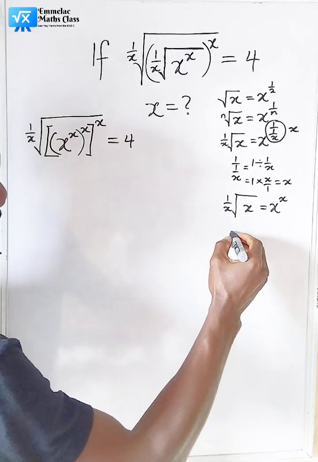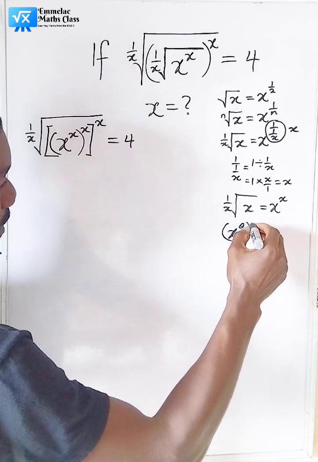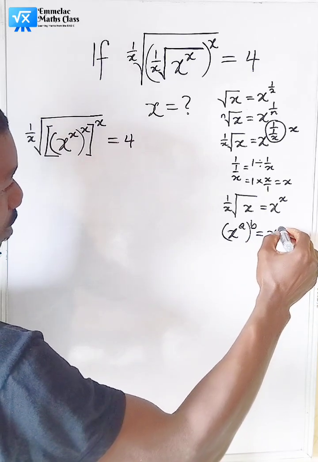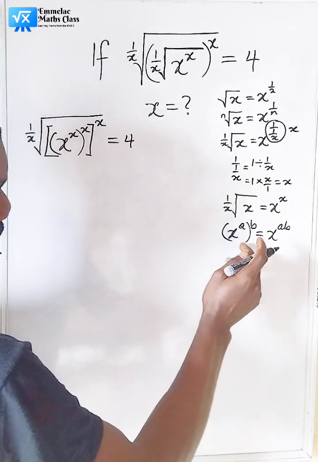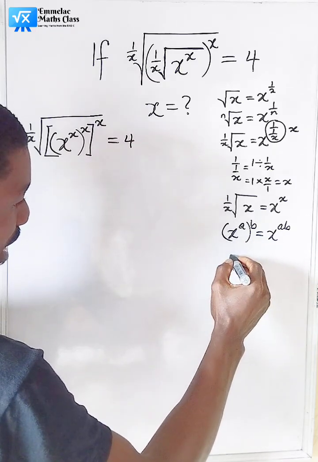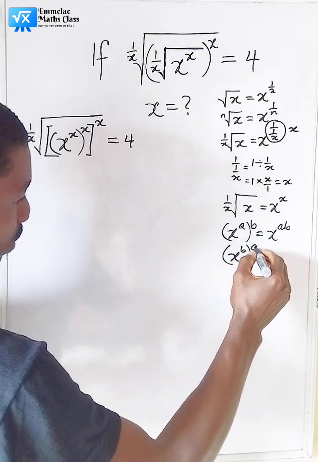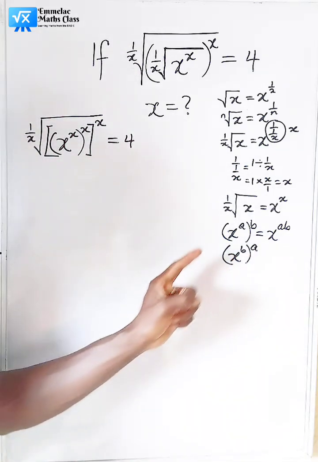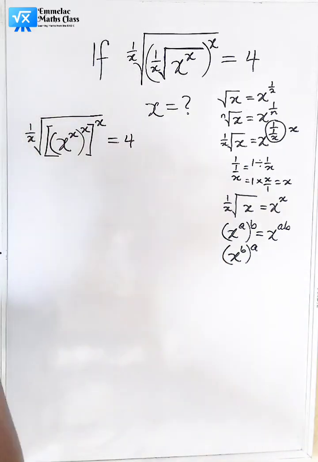Also, let us recall that if you have x raised to the power of a, all raised to the power of b, it is the same thing as saying x raised to the power of ab. And we can also rewrite it as x raised to the power of b, all raised to the power of a, which implies that this exponent can be interchanged. So let us bear in mind this rule.